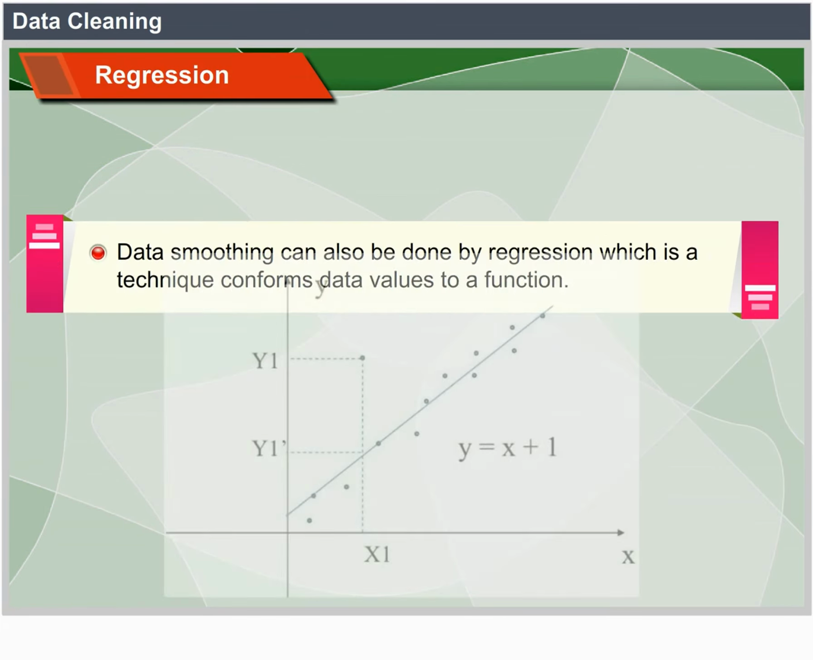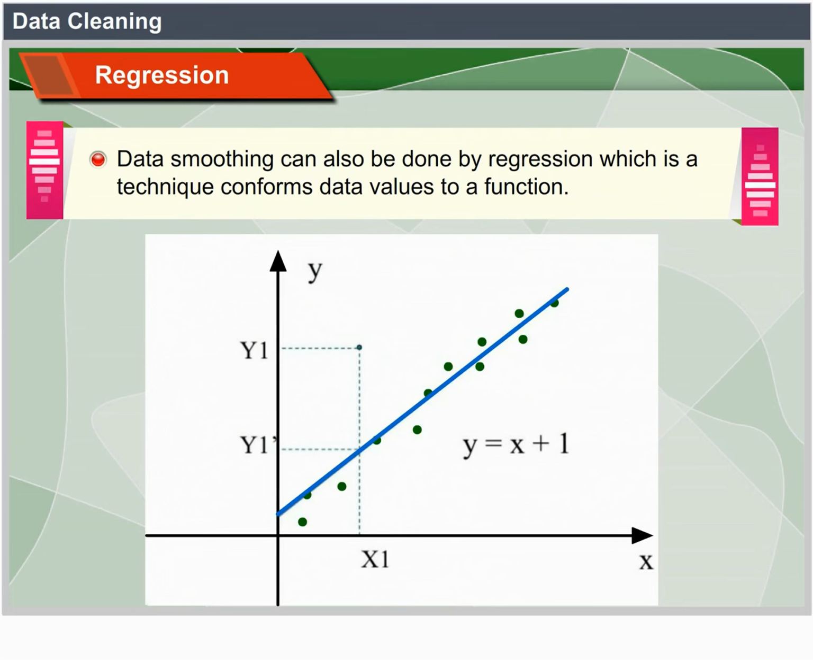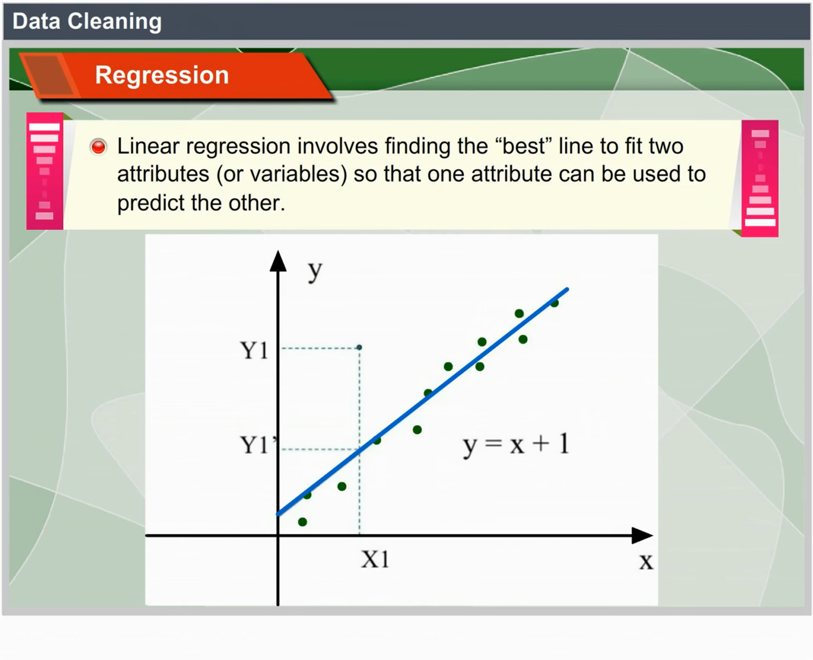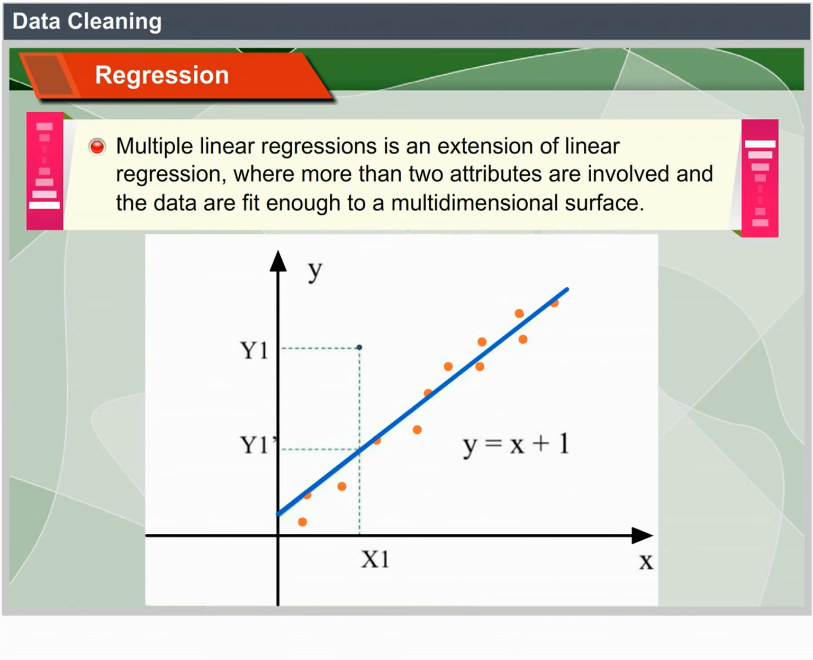Regression. Data smoothing can also be done by regression, a technique that conforms data values to a function. Linear regression involves finding the best line to fit two attributes or variables so that one attribute can be used to predict the other. Multiple linear regression is an extension of linear regression where more than two attributes are involved and the data are fit to a multi-dimensional surface.